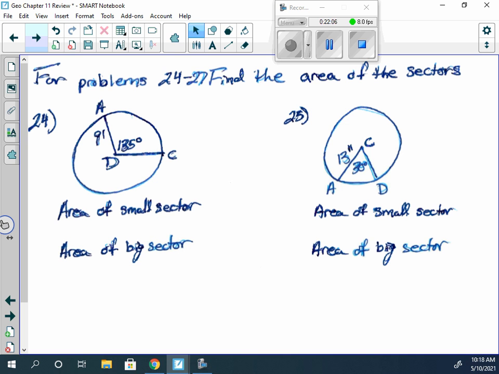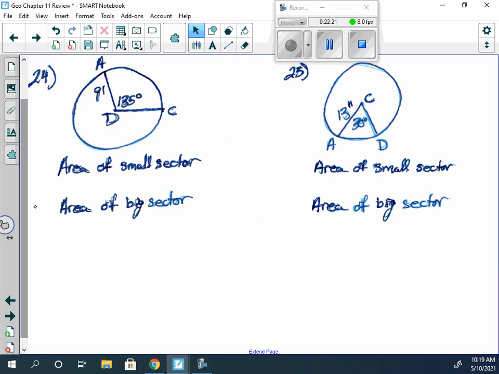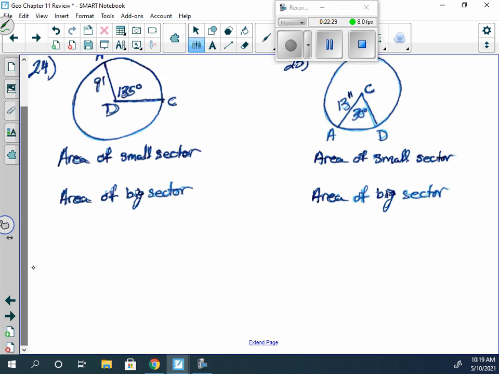Area of a sector. Do we want to look at 24, 25, 26, or 27? Which one of those four do we want to look at? 25? 24. So, the area of a sector, the area of our sector, I'll write it down here, is going to be our arc degree, so we can use 135 over 360 times the area of the circle, which is going to be pi times the radius squared.